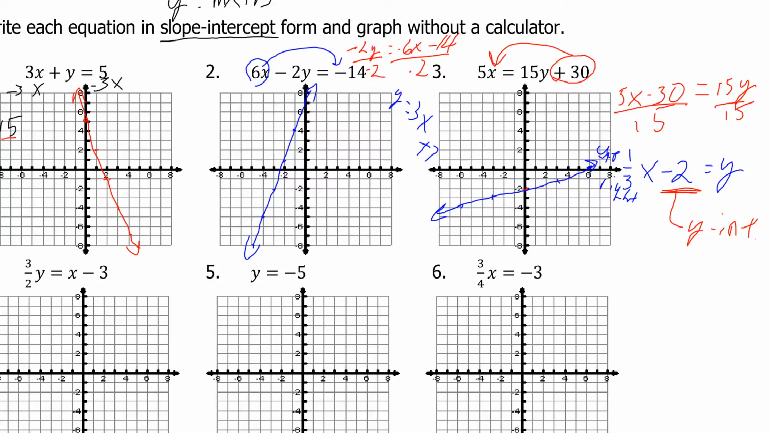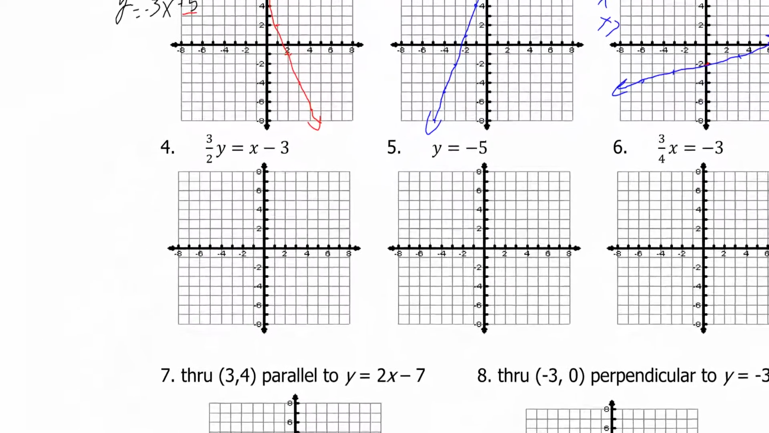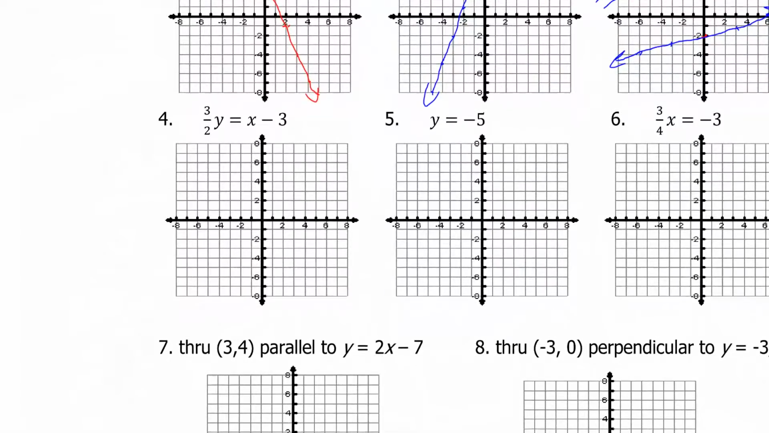Number 4. We've got 3/2 y equals x minus 3. In order to get rid of that 3/2 times y, the easiest thing is to multiply by the reciprocal. If you remember, the reciprocal is just the flipped version of the fraction. The flipped version of 3/2 is going to be 2/3.